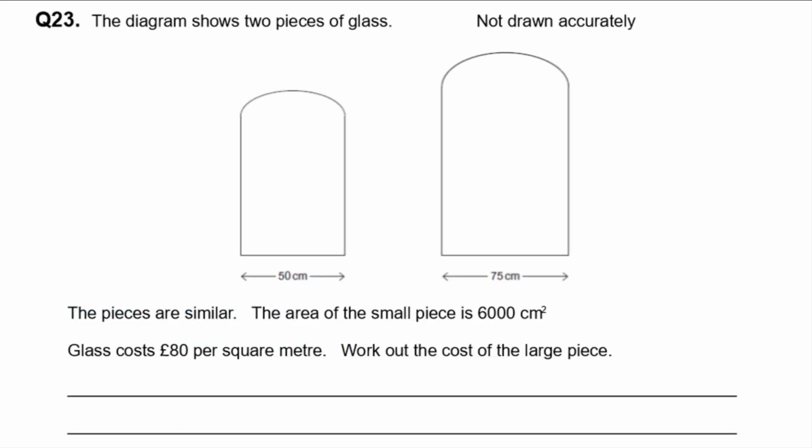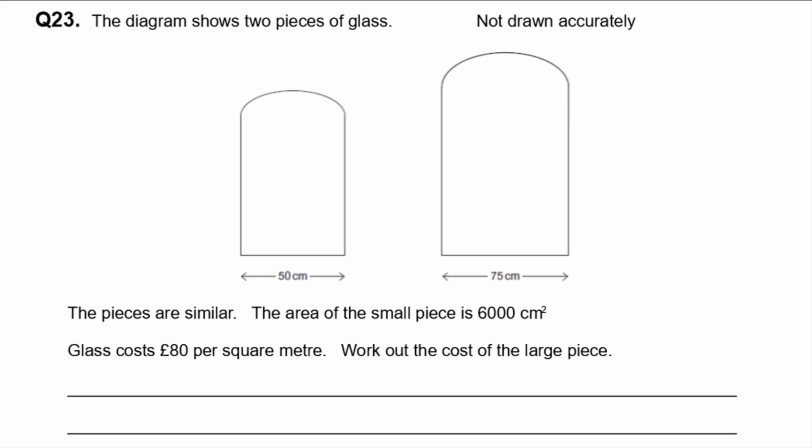Question 23, the diagram shows two pieces of glass. The pieces are similar. The area of the small piece is 6,000 square centimeters. Glass cost £80 per square meter. Work out the cost of the larger piece. Okay, so this is a very similar question to the last one.